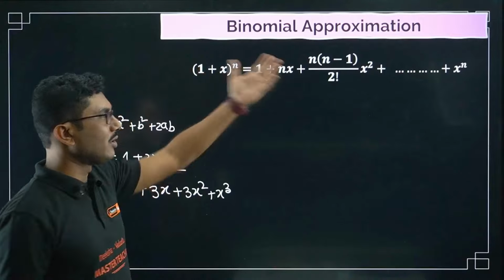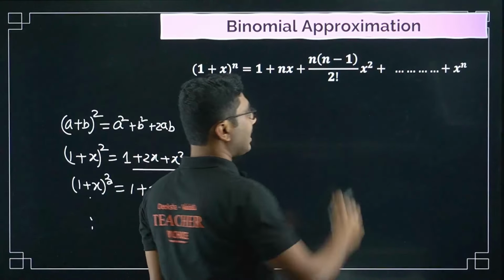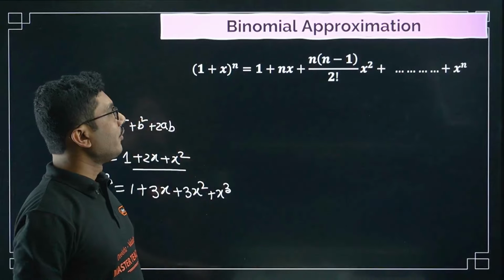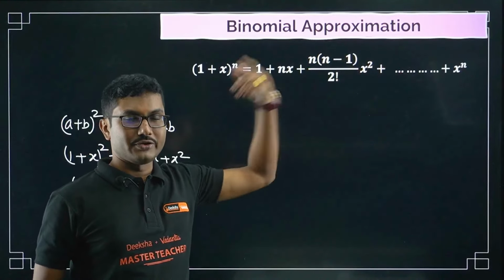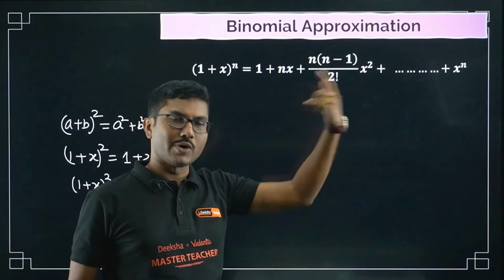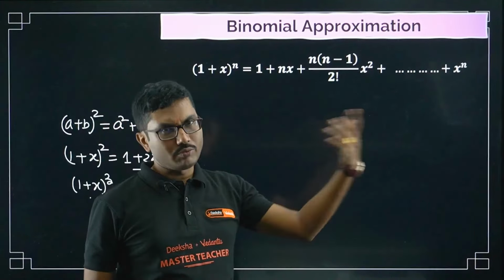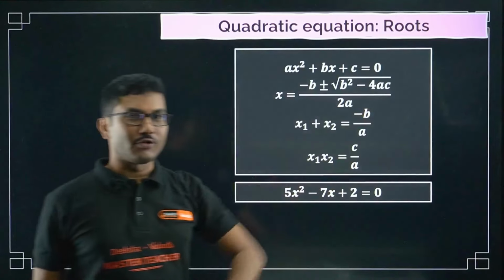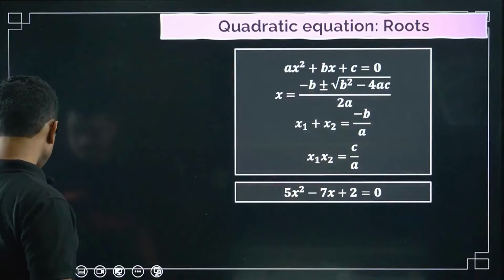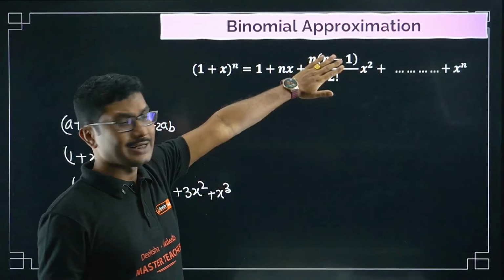If you have learned about combination and permutation, you know this symbol as well. This is the factorial symbol. Okay, this means multiplication. 2 factorial means 2 into 1. 3 factorial means 3 into 2 into 1. 5 factorial means 5 into 4 into 3 into 2 into 1. Right? So this is the general expression for binomial expansion.